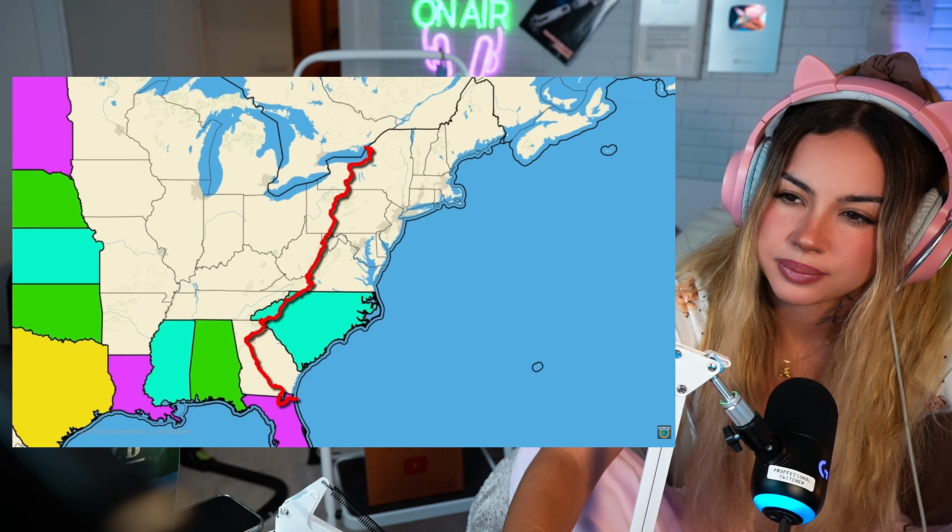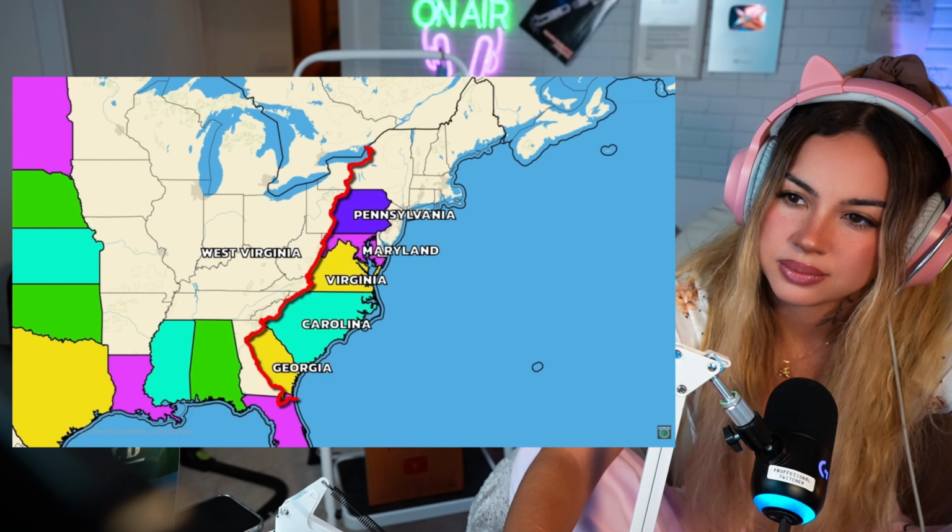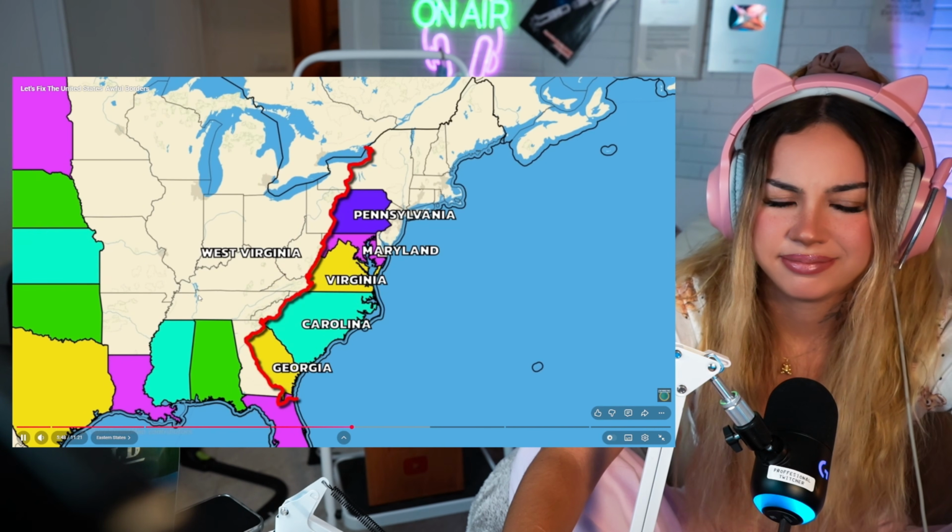So that means that Georgia, Carolina, which was already merged together, Virginia, West Virginia, Maryland, and Pennsylvania are all split. The eastern side will remain their own states.